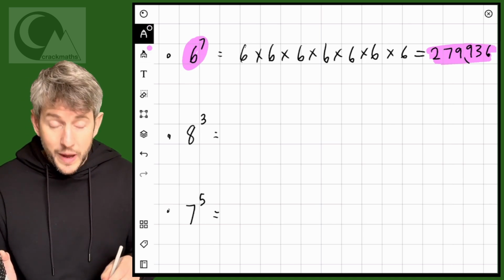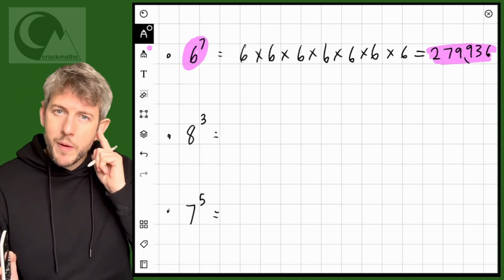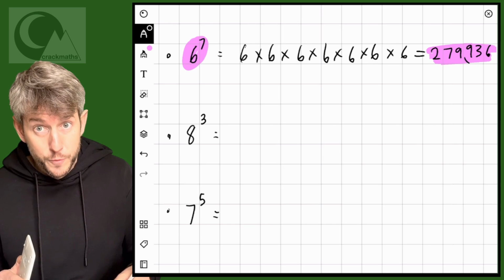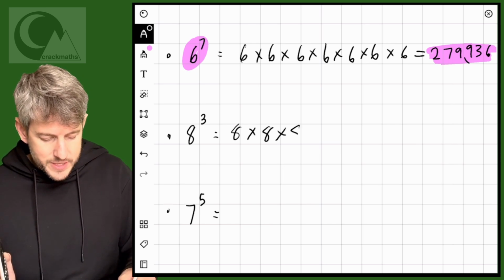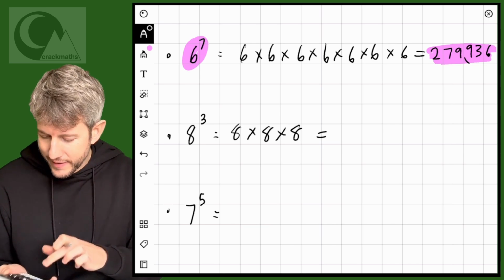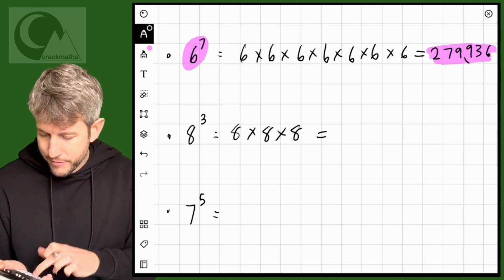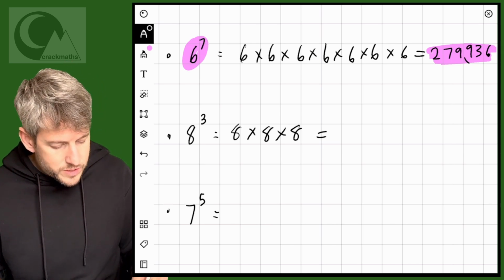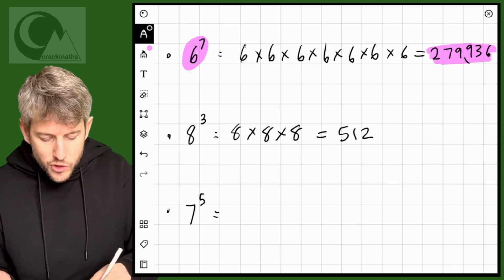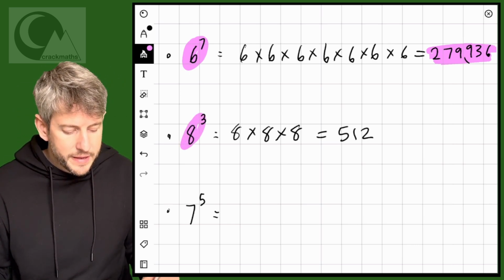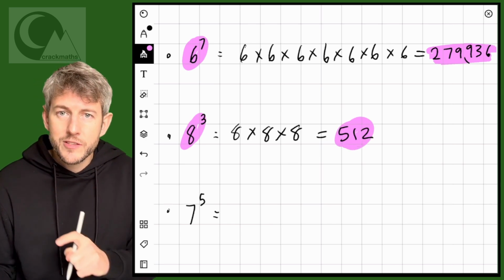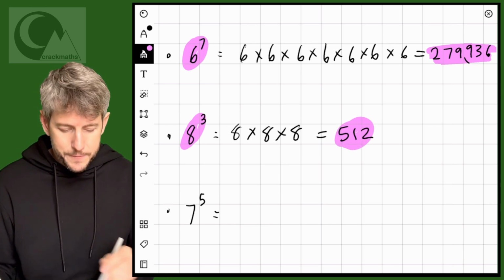Now let's have a go at 8 to the power of 3. So remember 8 to the power of 3 means 8 cubed, which will be 8 times 8 times 8. And then I'm going to do that on my calculator again. 8 to the power of 3, and that equals 512. So if you see 8 cubed, it means 512. Those two numbers have the same value.